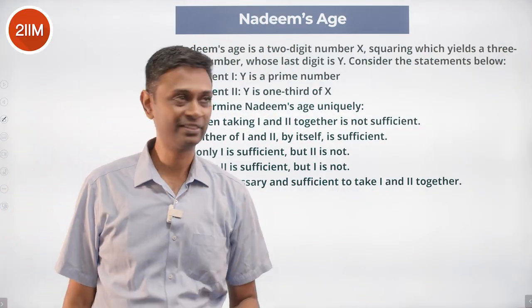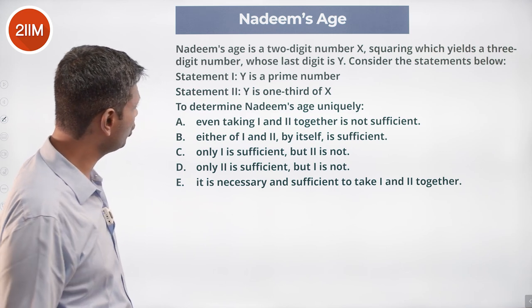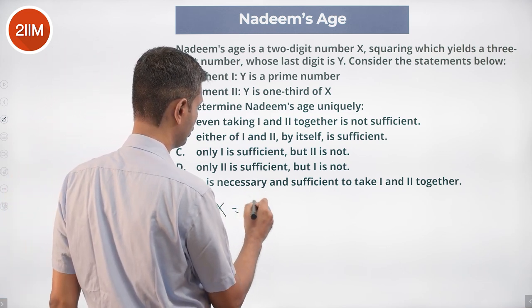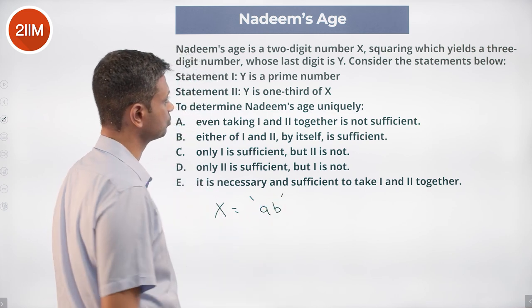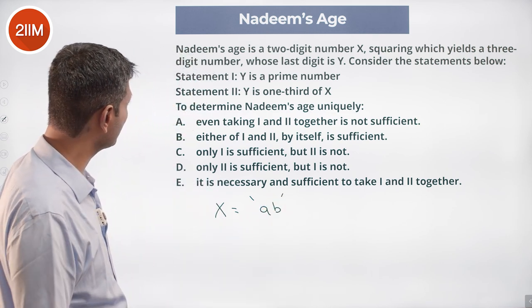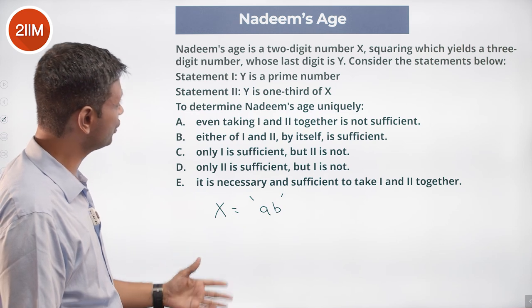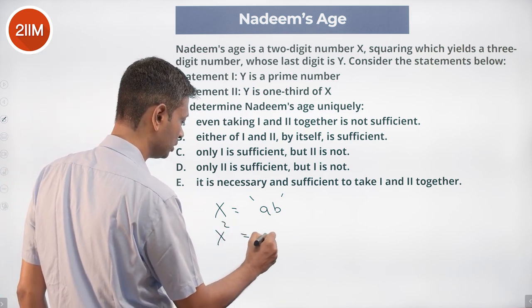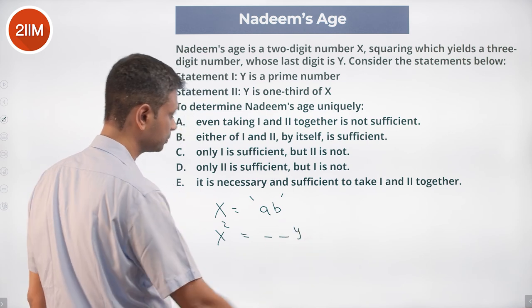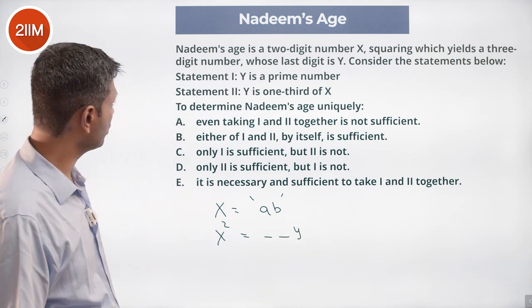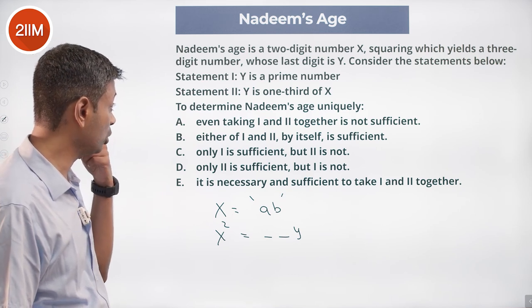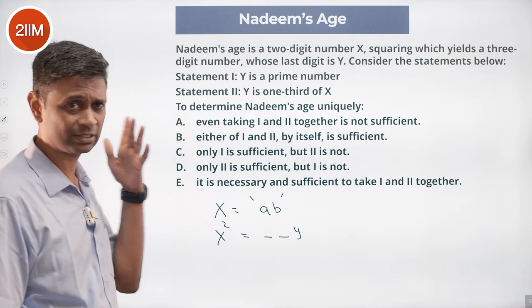I really enjoyed myself. And so, Nadim's age is a 2-digit number, X. X is a 2-digit number, AB. Squaring which yields a 3-digit number whose last digit is Y. X square is dash dash Y. Consider the statements below. Statement 1, Y is a prime number. Statement 2, Y is 1/3 of X.